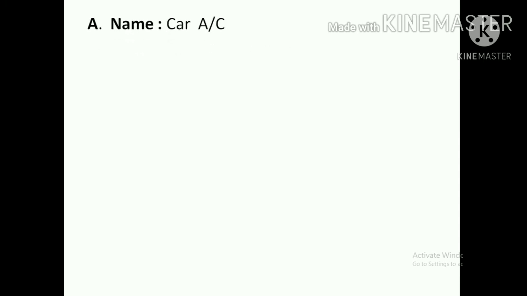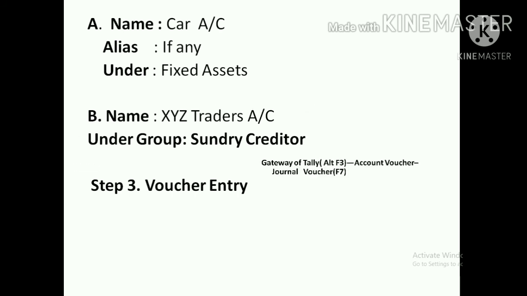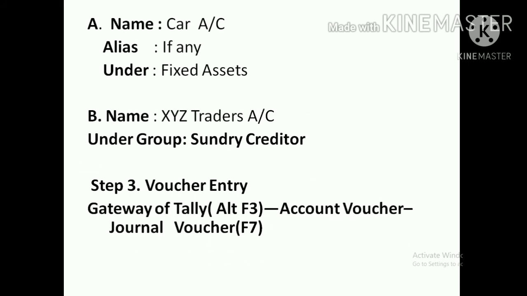the first one, the name is car account. Which group does it come under? It is a fixed asset, correct? So it should be created under the primary group of fixed assets. Then one more account we have here, that is XYZ traders, a supplier on the basis of credit, so this account should come under the primary group of sundry creditors. The next is the voucher. I already told you that when the asset is purchased on the basis of credit, there is no fund movement, it is just a kind of account adjustment, so use journal voucher, that is F7.